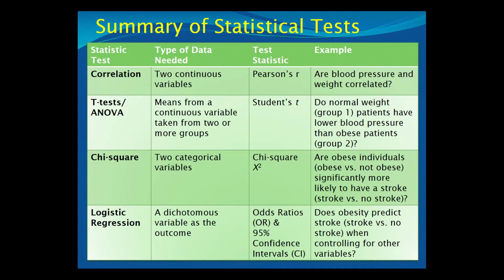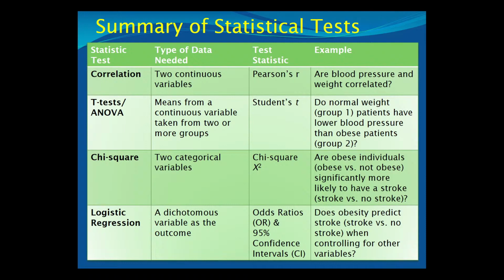Look at this table as an explanation, as a summary of statistical tests. So according to the different practical tasks, according to the different practical situations, we should use different statistical methods. We use correlation if we need to examine two continuous variables. In this case, we should use Pearson's correlation coefficient. There are different types of correlation coefficient.